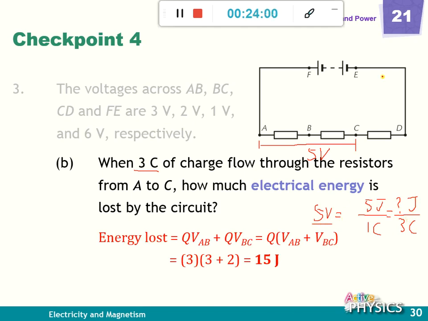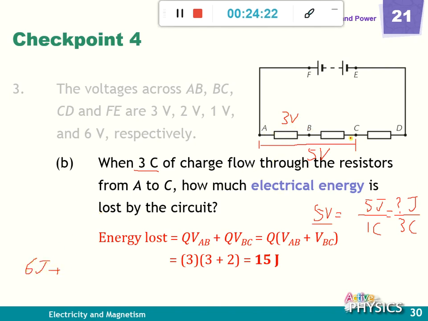But how to get it? You just need to focus on it. From A to B, what is it? From A to B, we have 3 volts. Potential drop would be 3 volts. 3 volt means that 3 times 2. From A to B, we drop 6 joule. Okay, 6 joule.